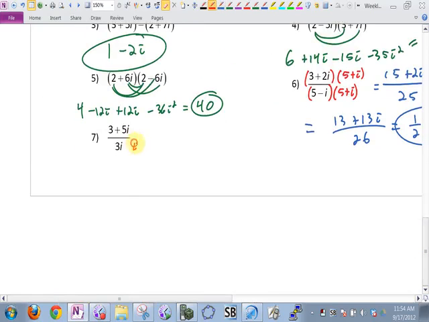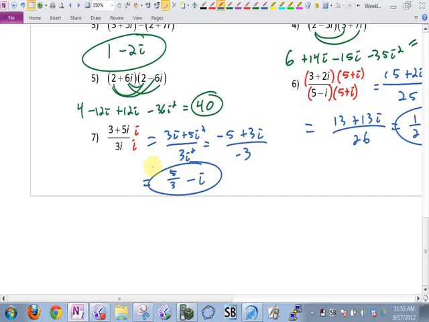So then for number 7, you can just multiply top and bottom by i. That becomes 3i plus 5i squared over 3i squared. We can call that negative 5 plus 3i over negative 3. If you wanted to, you could call that 5/3 minus i. Good stuff? Yay!